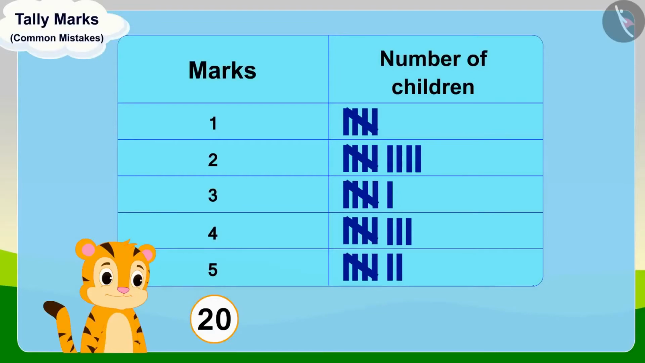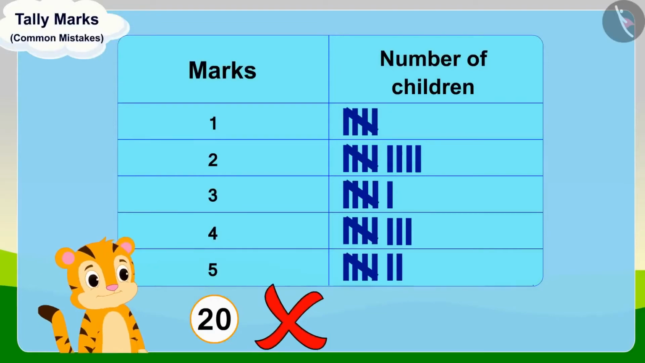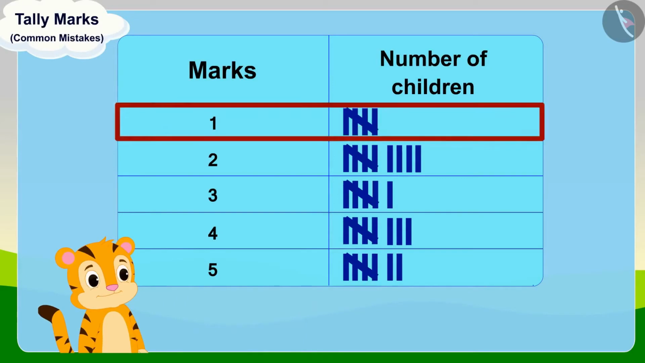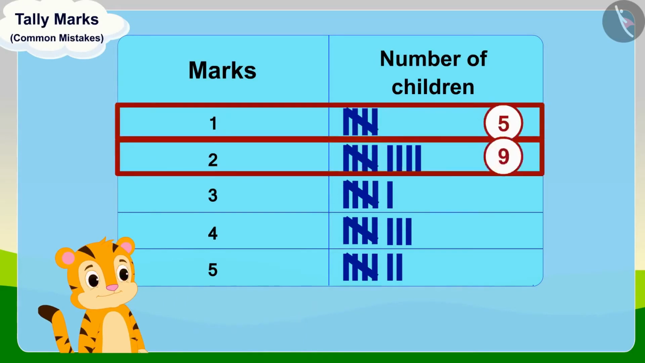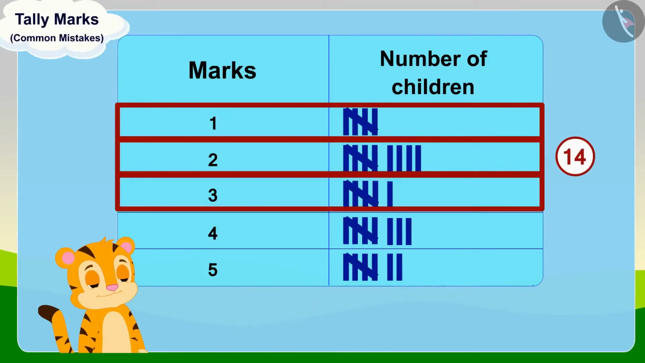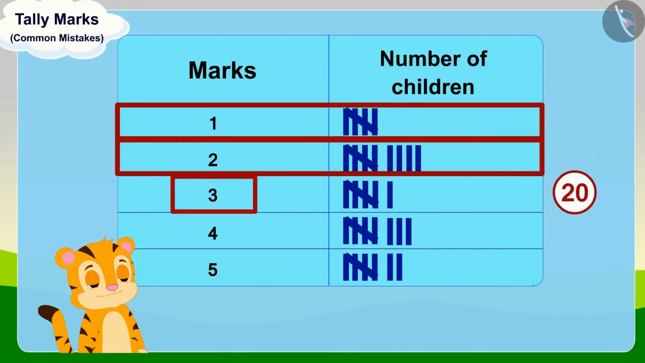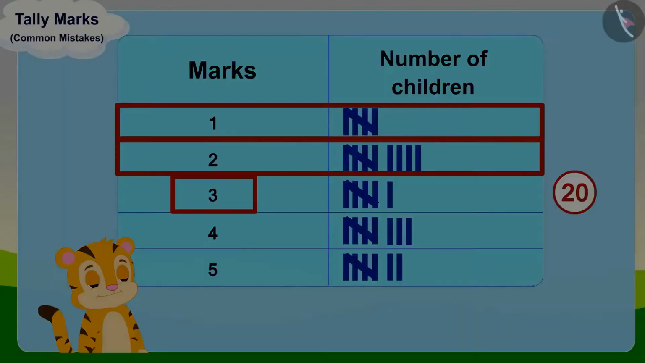That's correct. Sher Khan's answer is wrong. Actually, while adding the number of children getting less than 3 marks, Sher Khan has also included the tally marks of those children who got exactly 3 marks.